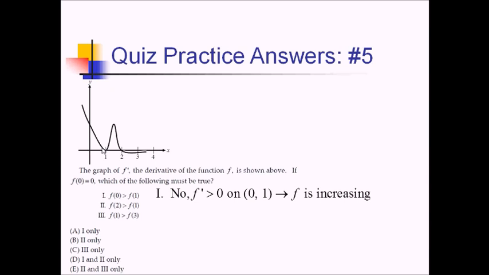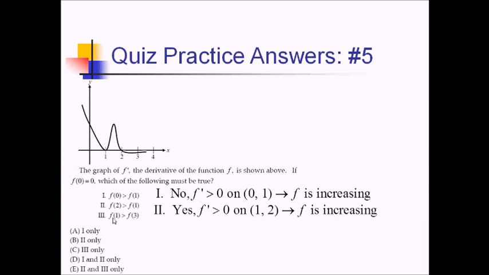Well, between 1 and 2, we've gained even more positive area. So this would be a true statement. F prime is greater than 0 on 1 to 2. So again, f is increasing, allowing us to have something bigger at f of 2.